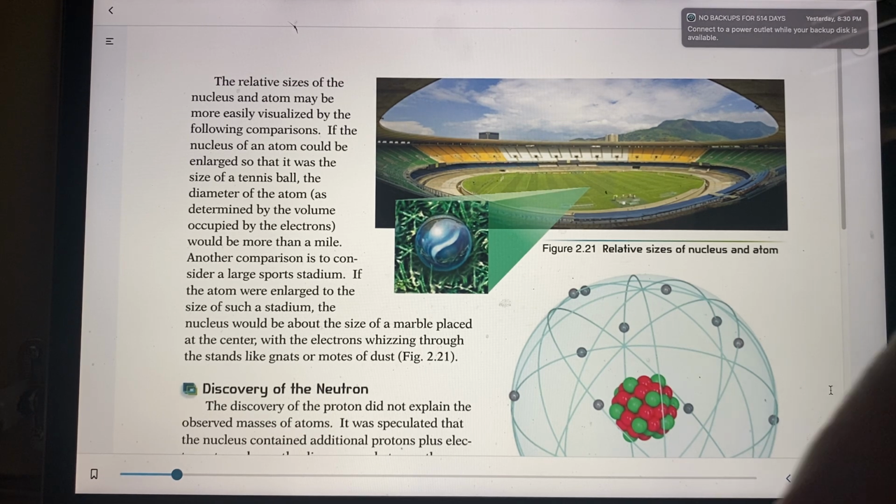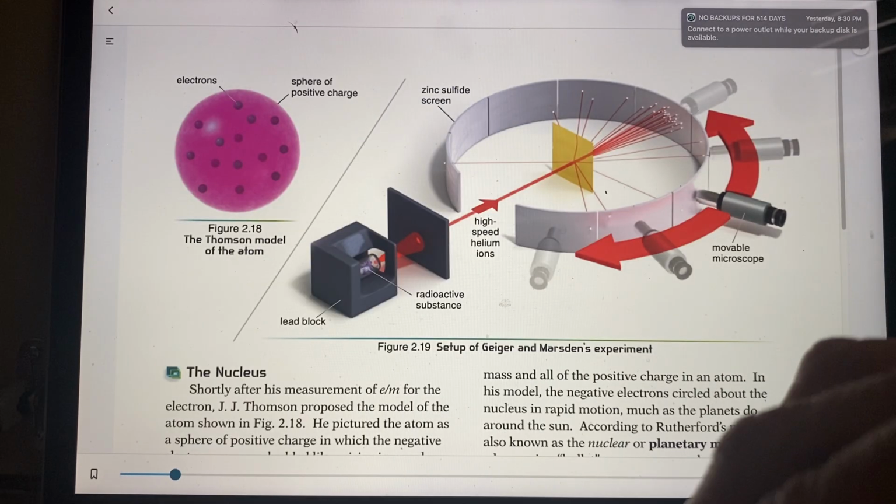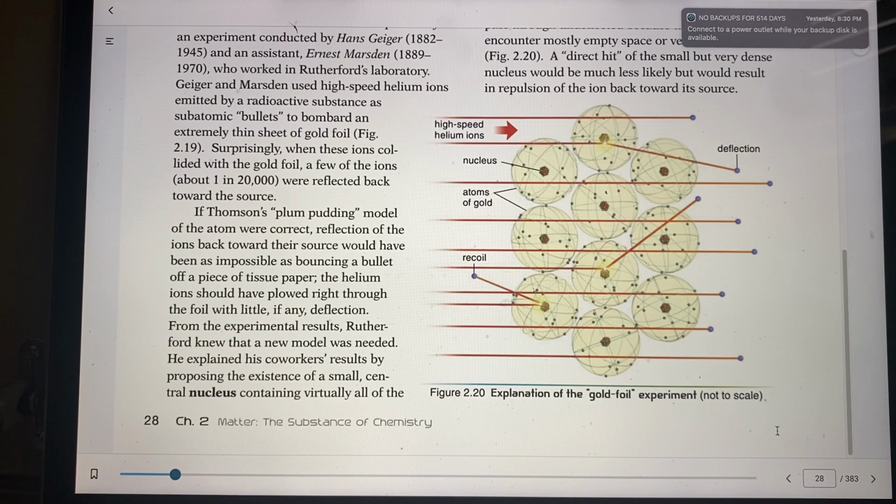Let's go back to that one picture. I wasn't sure if we went over that picture that I just missed right down here. So these were the high speed particles. This is the explanation of the gold foil experiment. It's not to scale there, but here we have the foil experiment with the gold foil that we were talking about earlier.